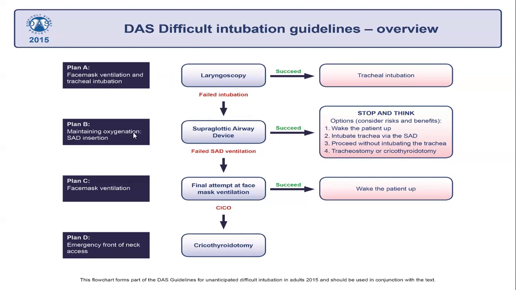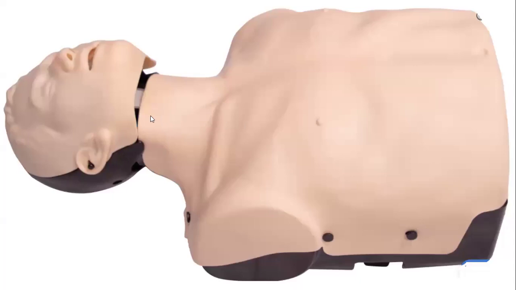So plan A, 3 attempts. Plan B, you will go for 2 attempts with a supraglottic airway device, or 1 attempt, it's not a big issue. Plan C means bag valve mask only. So if the patient has an indication to intubate, you will call the anesthetist and you will prepare. So in primary assessment, don't intubate.